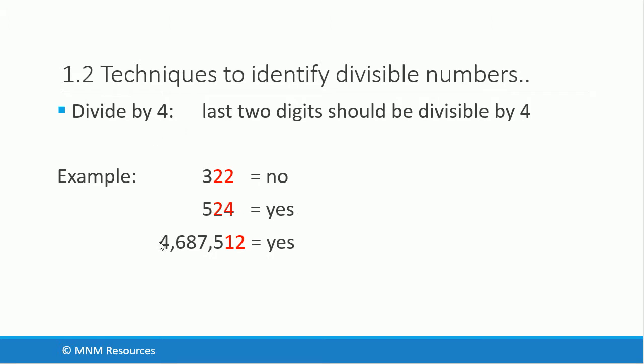Let's look at this very large number, 4,687,512. Can this number be divided by 4? If you were to divide this using the traditional method, this is going to take you a bit of time. So the easiest thing would be to apply this technique. Check the last two digits. 12. Can 12 be divided by 4? Yes. When 12 is divided by 4, you get 3. So 4,687,512 can be divided by 4.